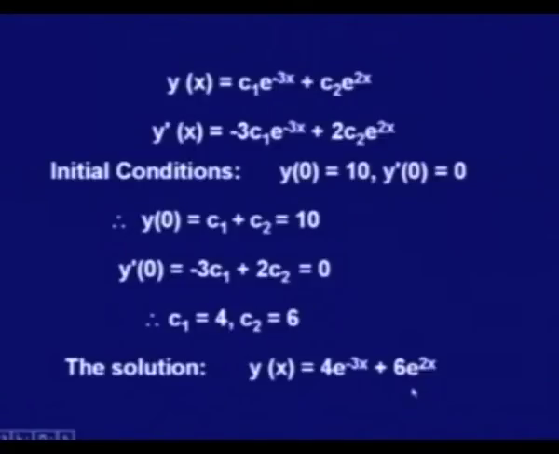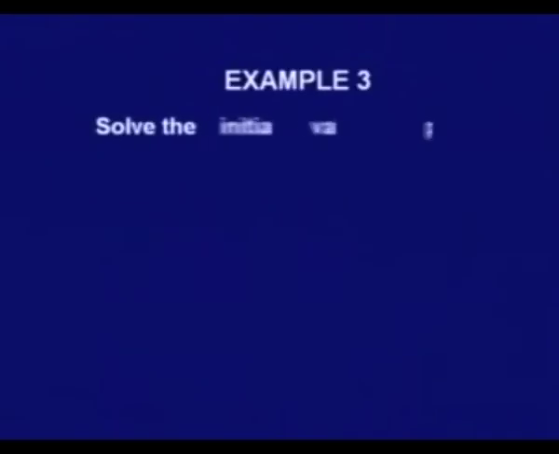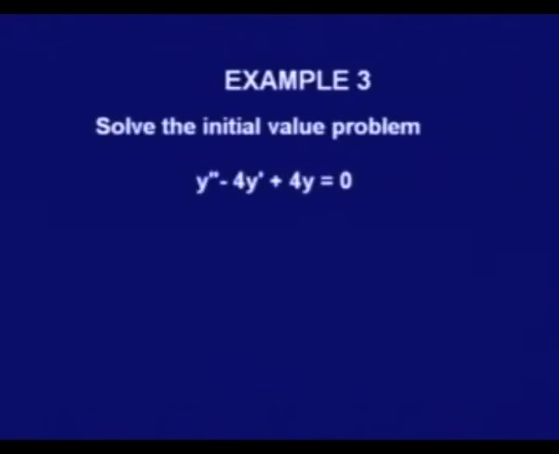Let us see some more examples, so that we can practice and complete all three cases. Solve the initial value problem y double dash minus 4 y dash plus 4 y is equal to 0 with the initial conditions y at 0 is 2 and y dash at 0 is 1. Let us solve it.